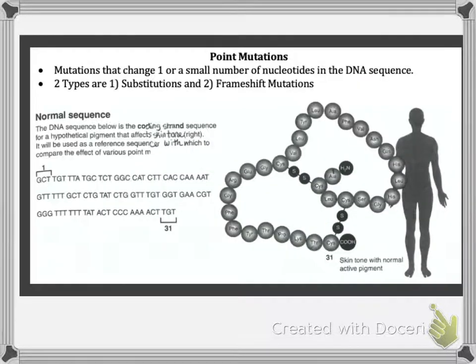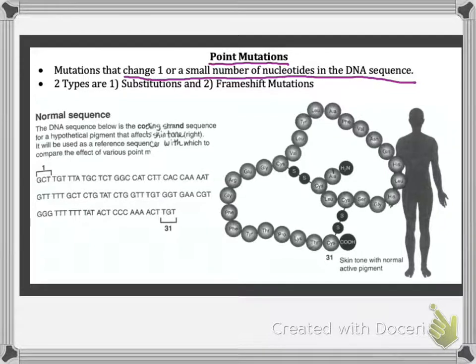So let's take a look at types of mutations. What we're going to focus on in this video are things called point mutations. A point mutation changes the DNA at a point in the DNA sequence. So it changes one or a small number of nucleotides in the DNA sequence. So it's changing it at a point. And there are two main types, substitutions and frameshift mutations.